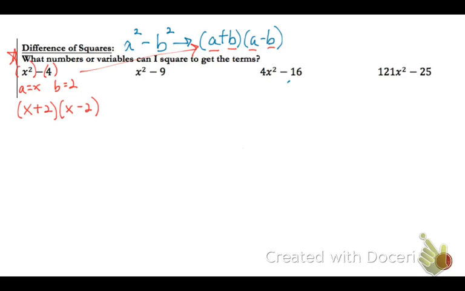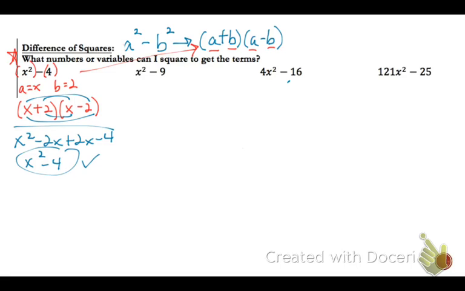Now we can make sure that that's correct if we multiply that back together. So I'm just going to FOIL it. First terms together. Outer is negative 2. Inner positive 2x. So we do get what we started with. So this is a pattern called the difference of squares.